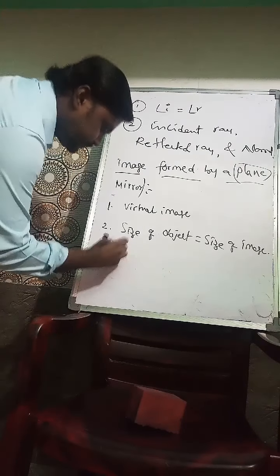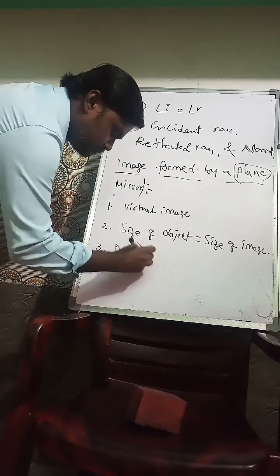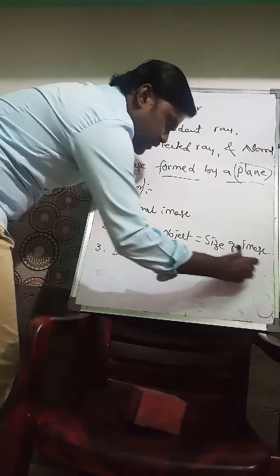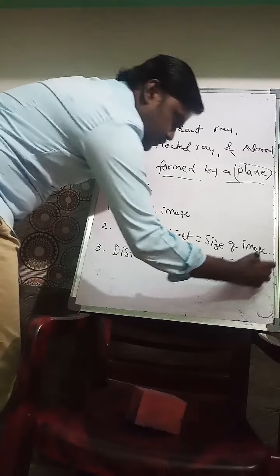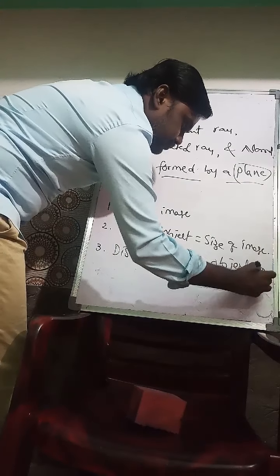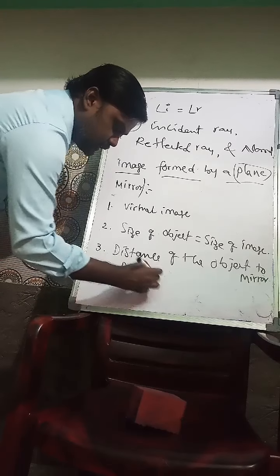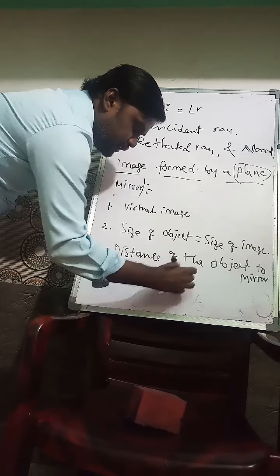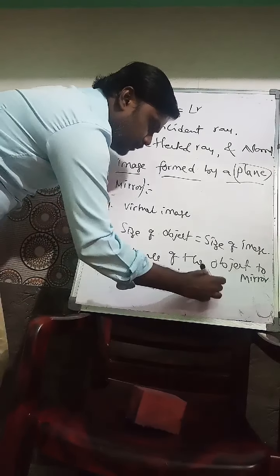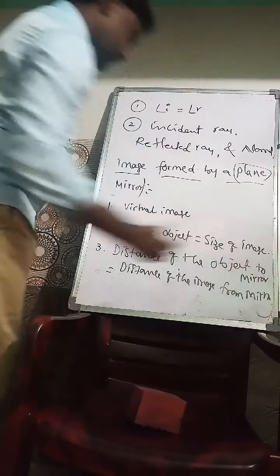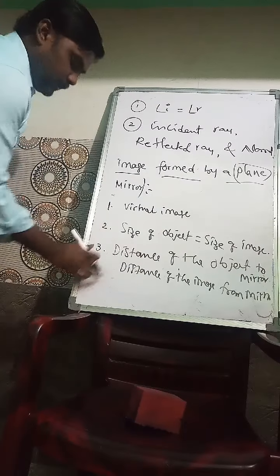So here, the distance of the object to the mirror is equal to the distance of the image from the mirror. And this is the third point.